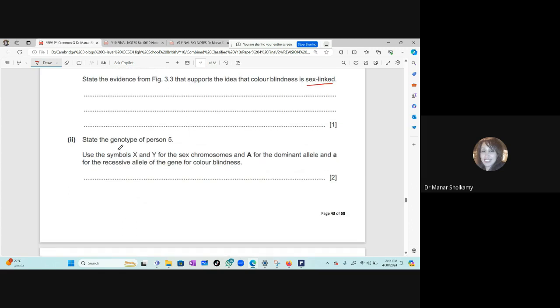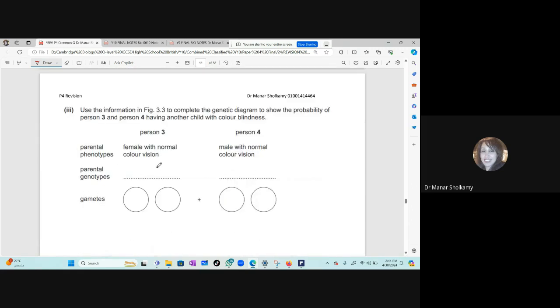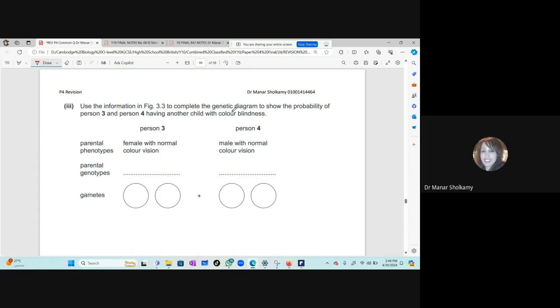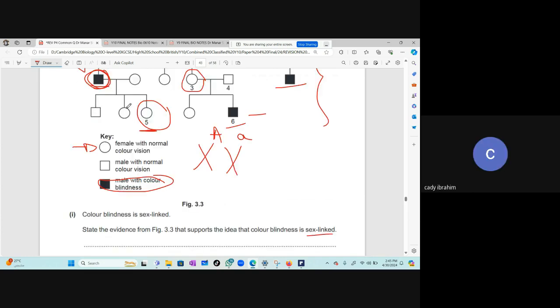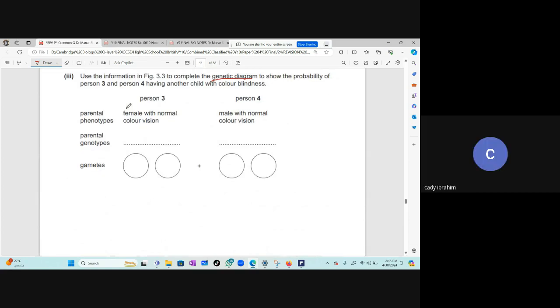Okay, where are we? We said: use the information in the figure to complete the genetic diagram. Now, genetic diagrams are common to show the probability of persons 3 and 4 having another child with color blindness. Person 3 is a female with normal color vision. Person 4 is a male with normal color vision. Let's look at person 3. She's a healthy female, but her child is sick. So is this female homozygous dominant or a carrier? Heterozygous. Yes. So this is a heterozygous female.